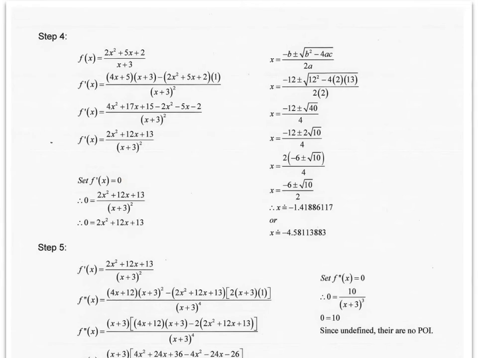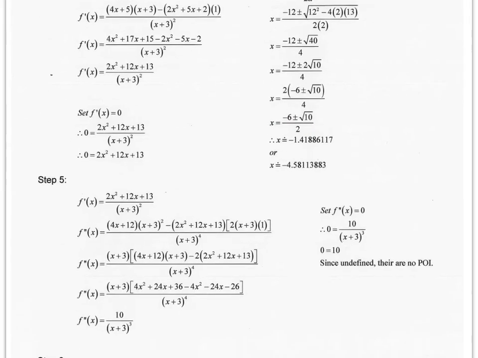Maybe you want to add that. Set it equal to 0, you get this quadratic. You go through and do the quadratic formula. Super ugly right there, but that's what the x values came out to be. Then we go to step 5 and we do the second derivative test.